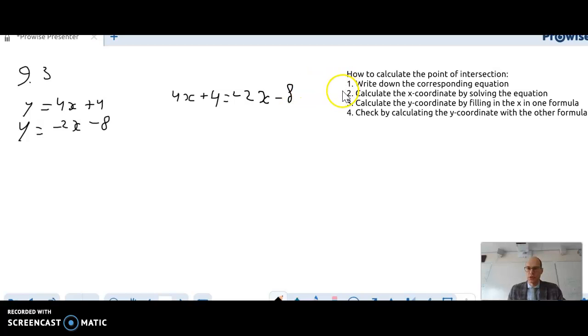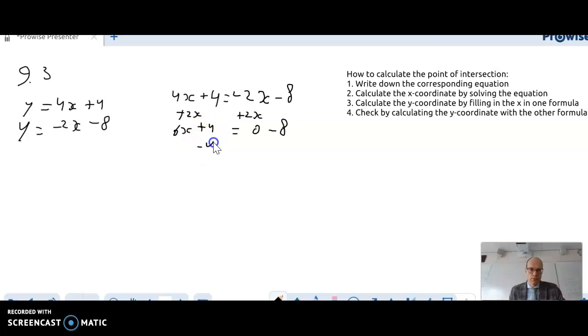After we've done that, we need to calculate the x-coordinate by solving this equation. Well, how do we do that? Like we've done all the time. I'm going to add 2x on both sides, so also here 2x. And then I have 6x plus 4 is equal to 0 minus 8.